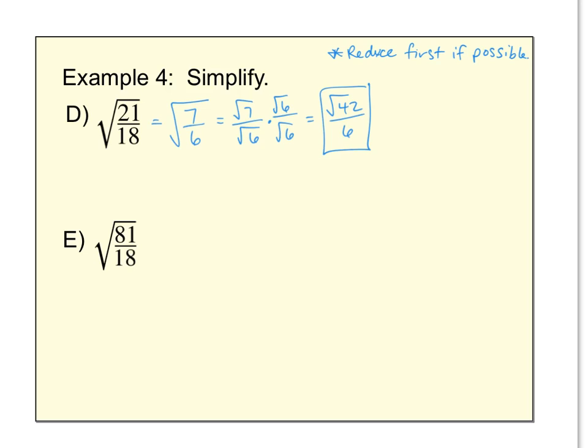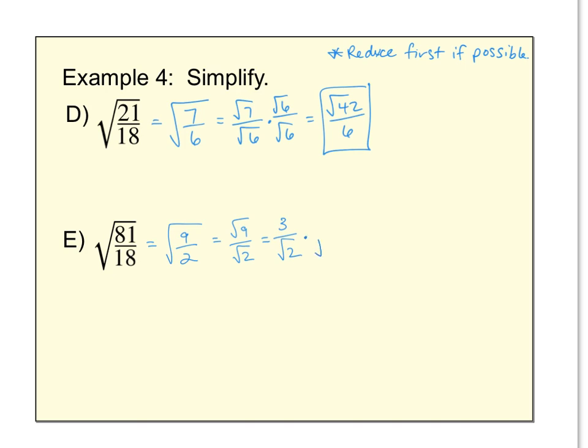Let's try part E. Can 81 divided by 18 be reduced? Yeah, 9 goes into them. So this can change to 9 over 2. 9 goes into 81 9 times, 9 goes into 18 2 times. I still don't want to leave a fraction under the radical, so I'm going to change this into root 9 over root 2. The square root of 9 is a nice number, so I'll change that to 3 over root 2.